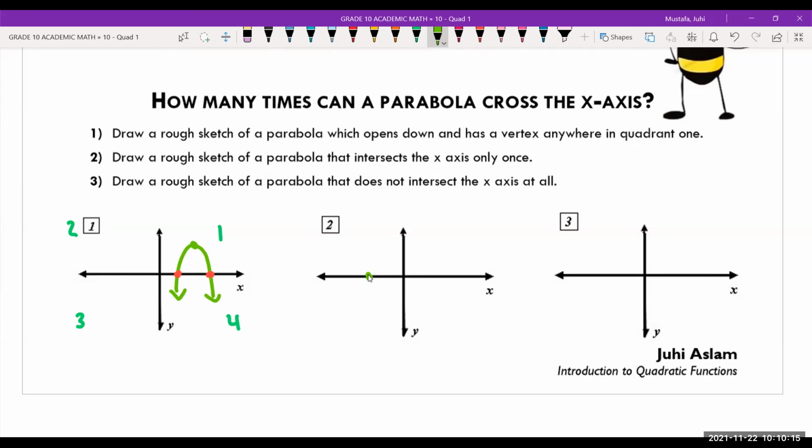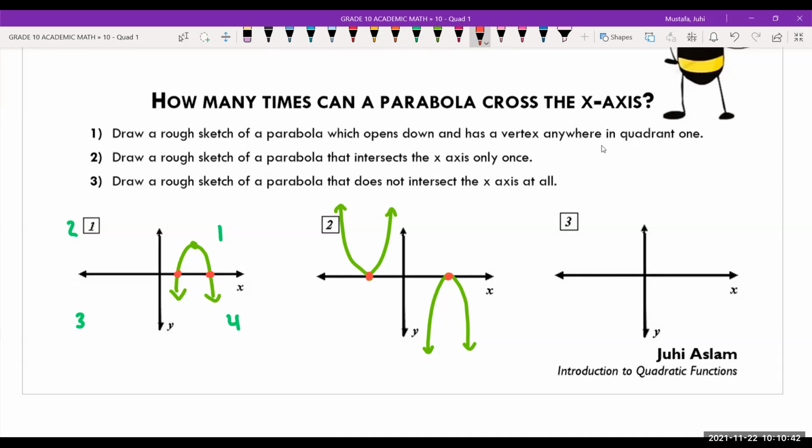You can draw it in any direction you want. So you could have a parabola that looks like this, or you could have a parabola that looks like this, or anywhere on the x-axis. But in both of these cases, we only have one x-intercept here, and it's wherever the parabola is sitting. That's what we're trying to say.